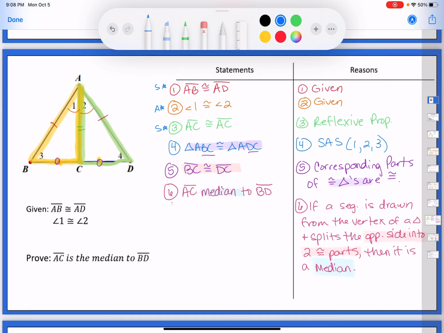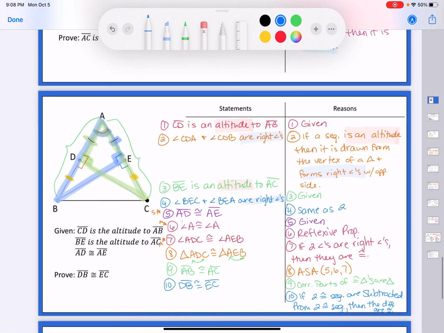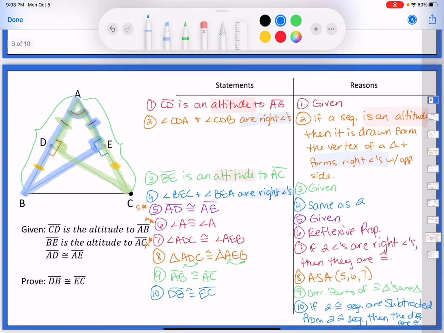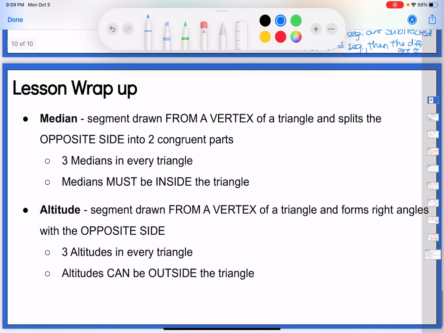On that first one that we did, how to prove something is a median and get that if-then form in the right order. And then in the second one, the really big thing I want you to take away from it is how, if we're given that we have an altitude or median, to get that if-then in the right order and use that information to go farther. So that's the big idea for the lesson today.